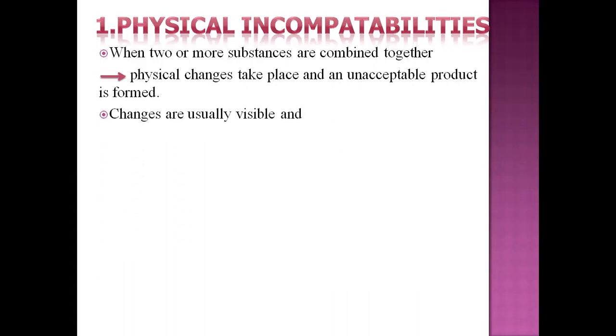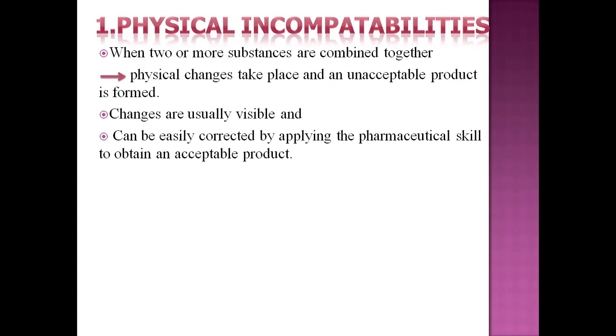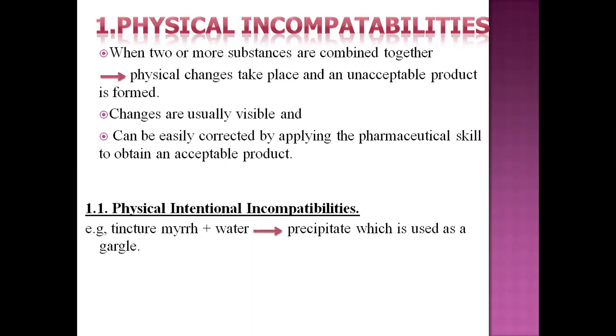Changes are usually visible and can be easily corrected by applying the pharmaceutical skill to obtain an acceptable product. So these physical changes are usually visible, which means that the drug is insoluble. You will see it as a precipitate. If the drug is intended for a suspension and when you prepare it, it results in a solution, you will physically or visibly see that it's intended for a suspension. However, the product is a solution, okay? And then you use your pharmaceutical skill to correct this incompatibility.